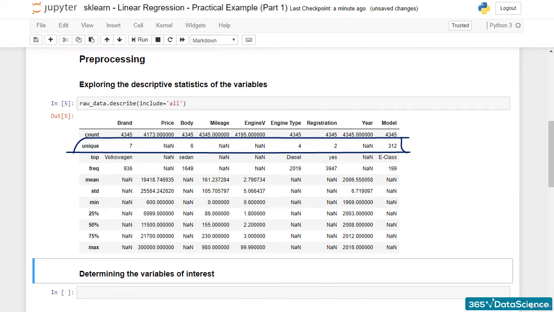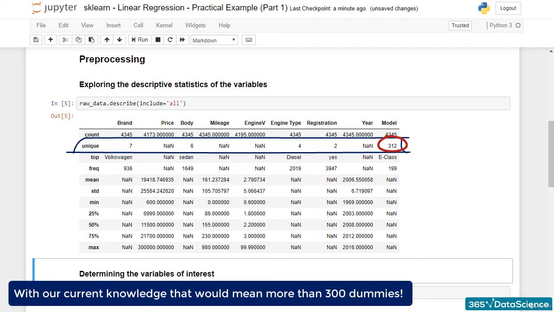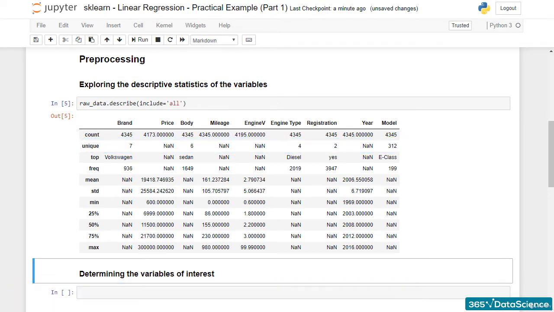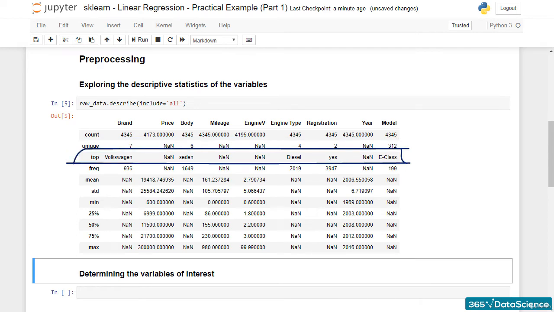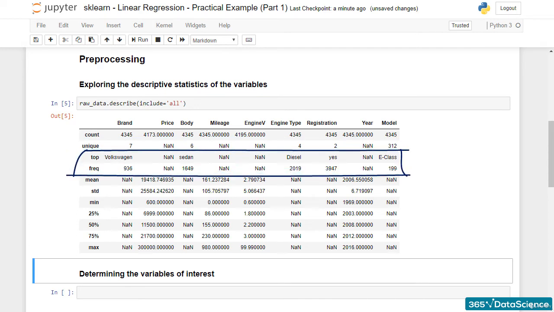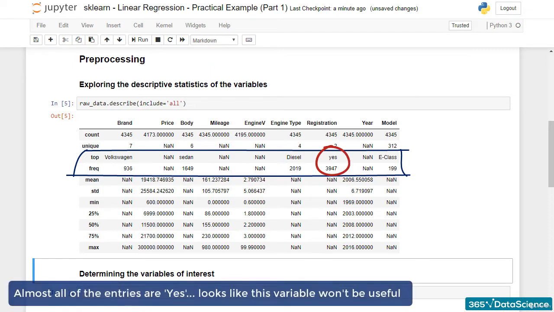There are 312 unique models. That's something really hard to implement at a regression. That would mean more than 300 dummies. Another piece of information we obtain is the most common category. Below is its frequency. Registration, for instance, has 3,947 yes entries. Almost all of them. Looks like this variable won't be very useful.